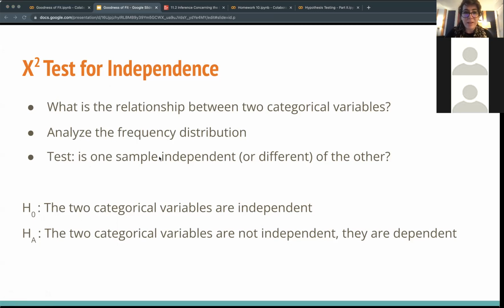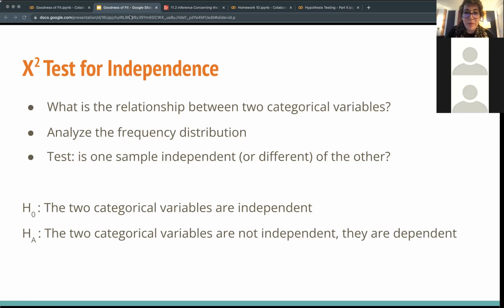And this is now looking for the relationship between two categorical variables. Are we seeing the frequency? Is it similar between two different groups, or is one sample independent or different enough from the other?